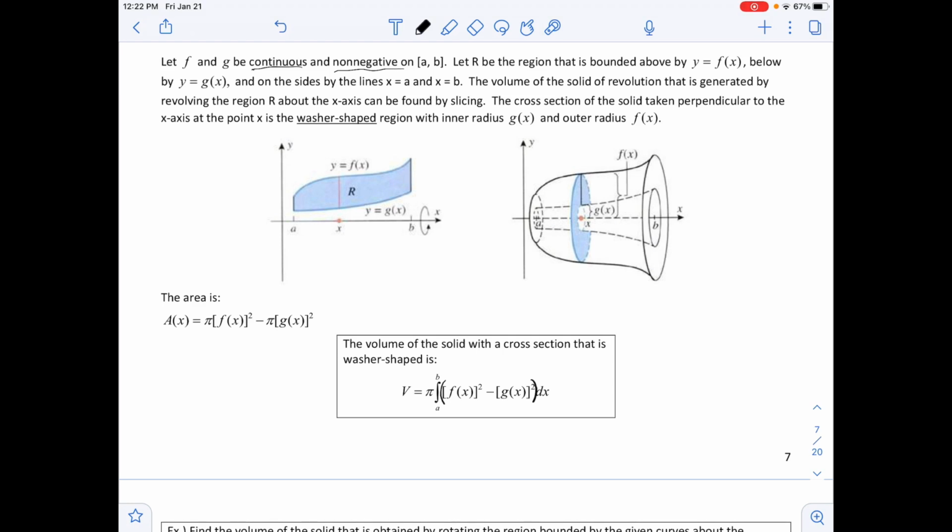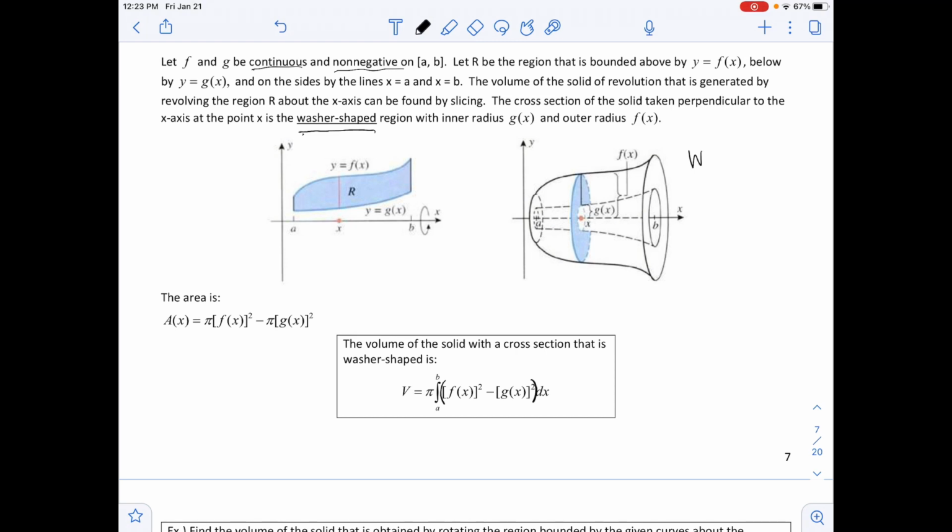The volume of the solid of revolution that is generated by revolving the region R about the x-axis can be found by slicing. The cross-section of the solid taken perpendicular to the x-axis at the point x is a washer shape. So it's circular, it's like a disc, but it has the middle missing out of it, and so we call it a washer. It has an inner radius from g of x and an outer radius of f of x. So in order to calculate the area of the washer, we're going to have to do that outer circle minus the inner circle, and that's how we would find that area.